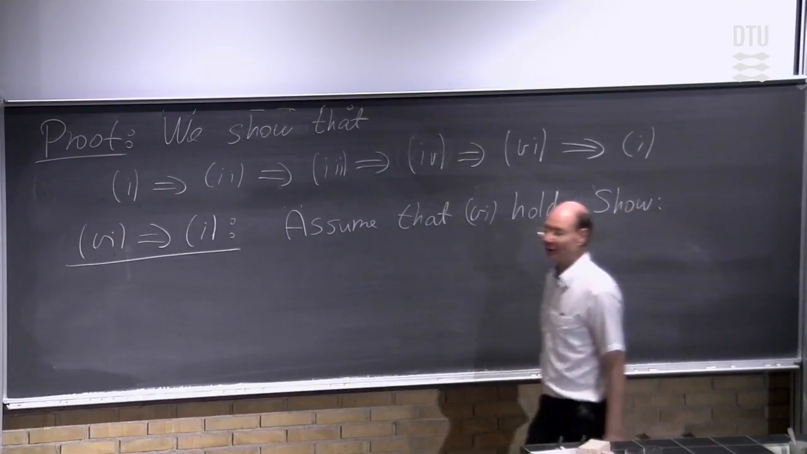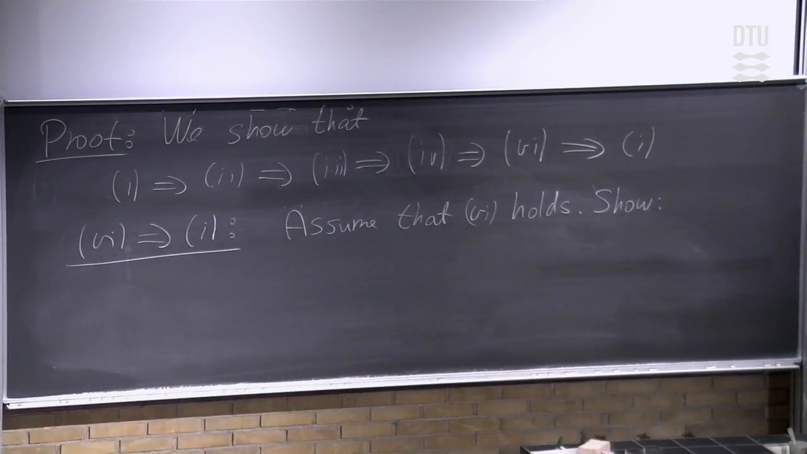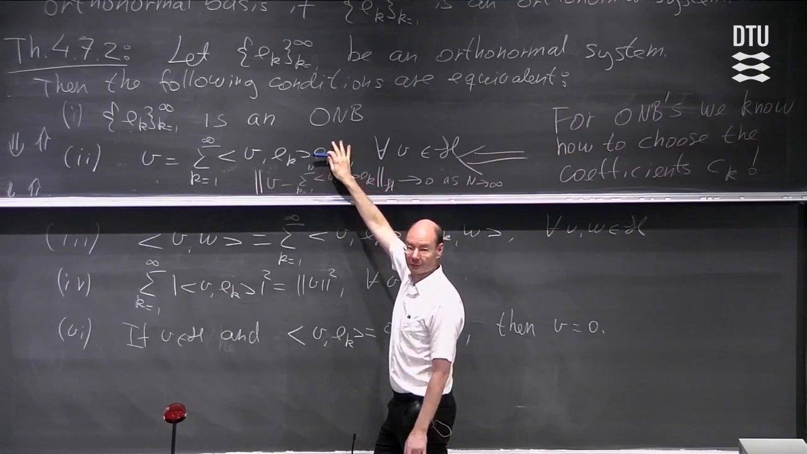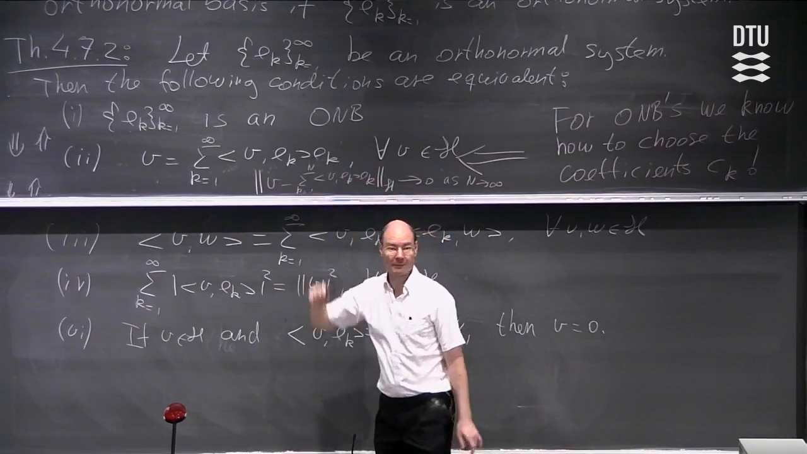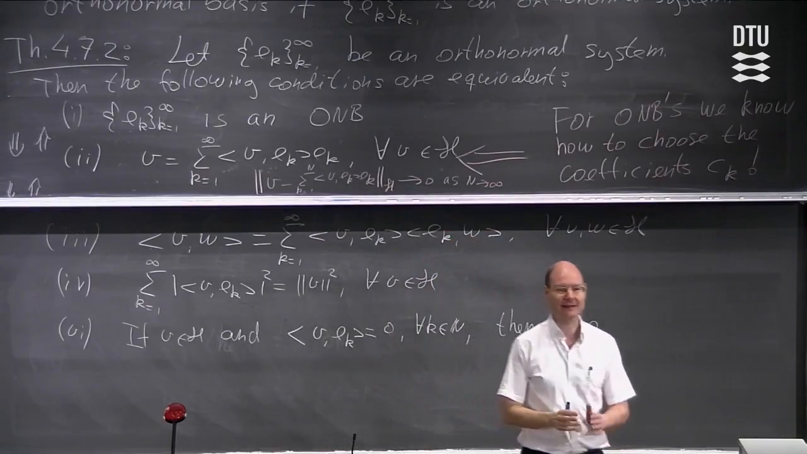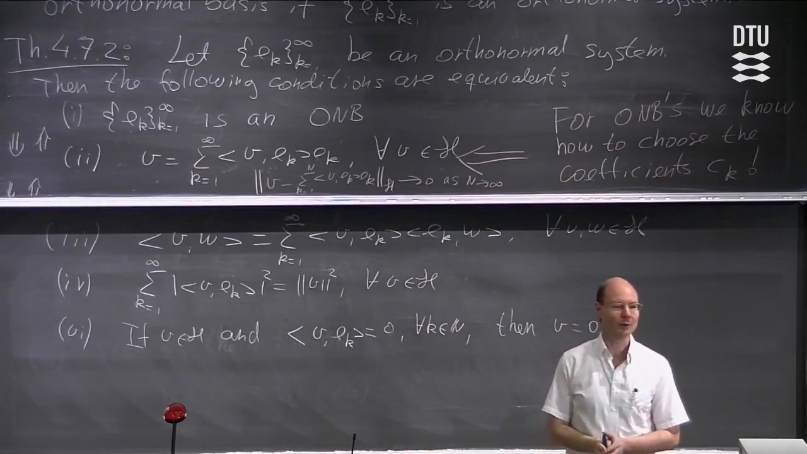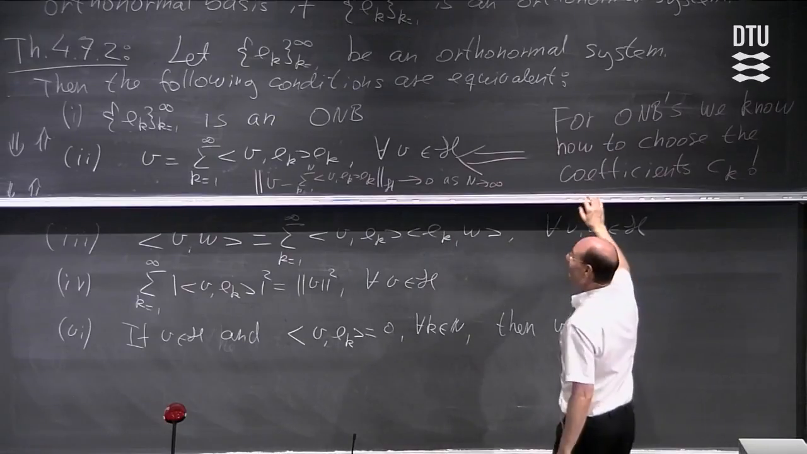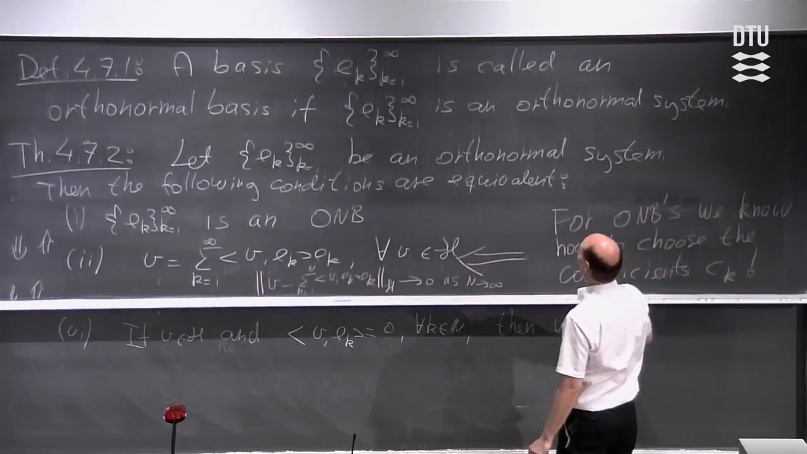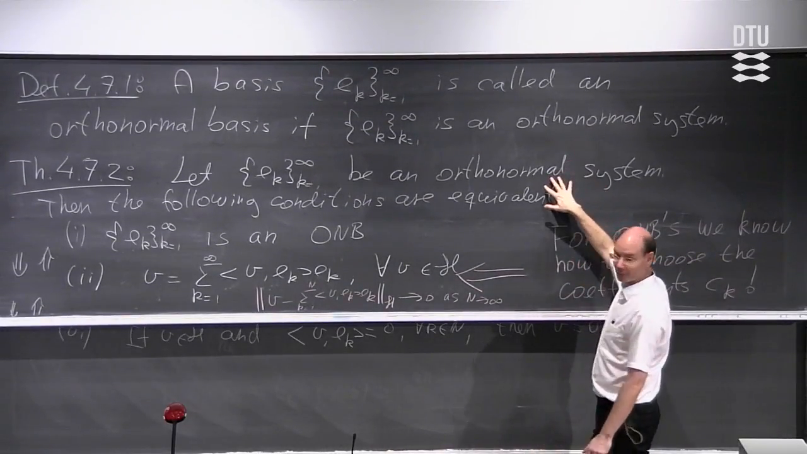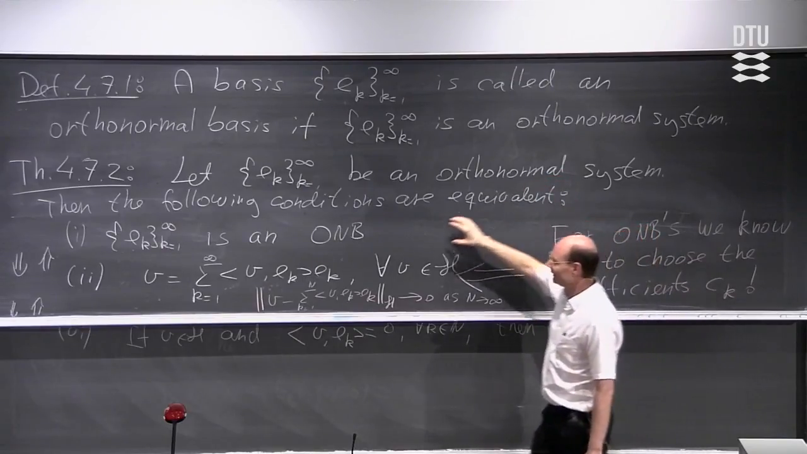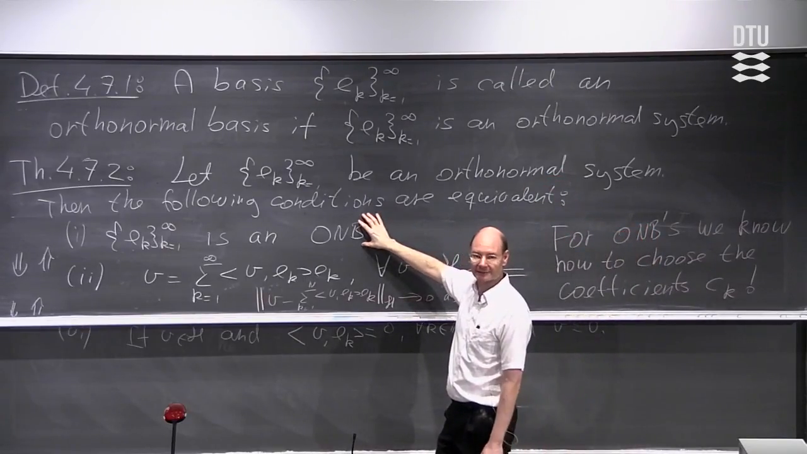And what we need to show is that 1 is satisfied. That means we need to show that our system of vectors is an orthonormal basis. To be an orthonormal basis means that it is a basis and an orthonormal system. But the assumption that we have in the theorem is already that the system is an orthonormal system. So the only thing we need to show here is that EK is actually a basis.